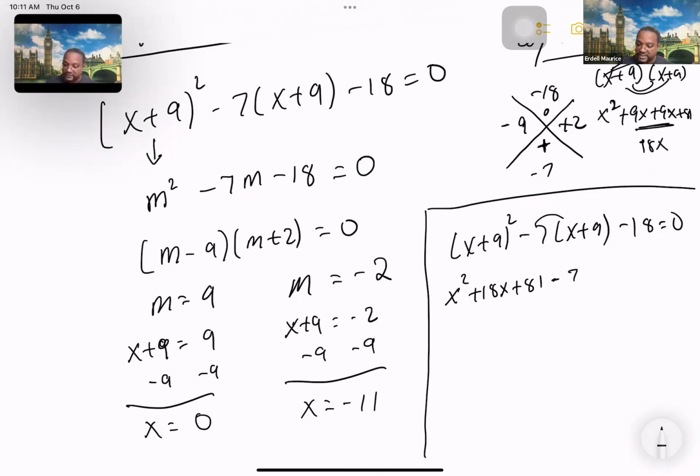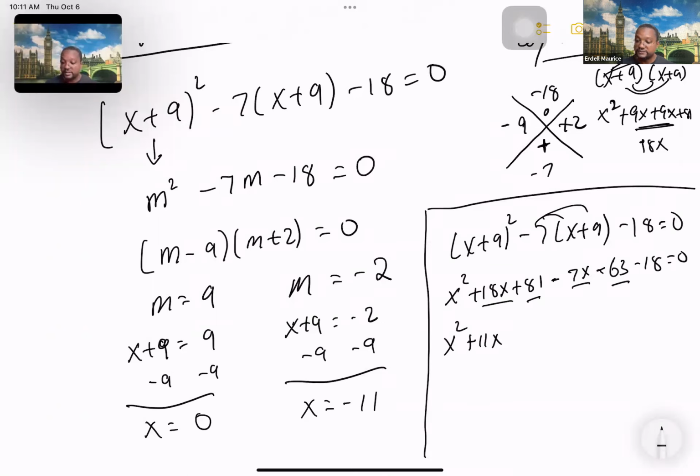minus 7x minus, what's 7 times 9? 63 minus 18 equals 0. And so that's going to be x squared. This and this combines to give us 11x. And then this and this was 81 minus 63. 81 minus 60 is 21.